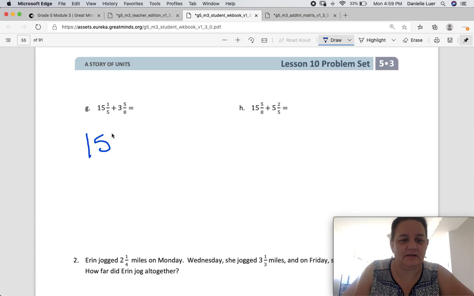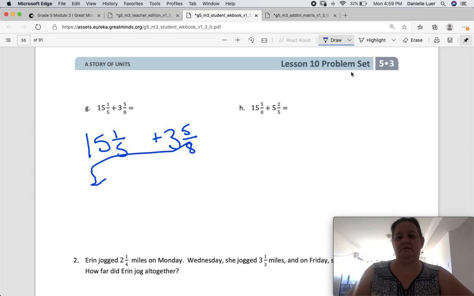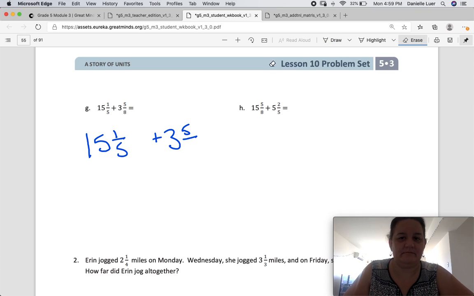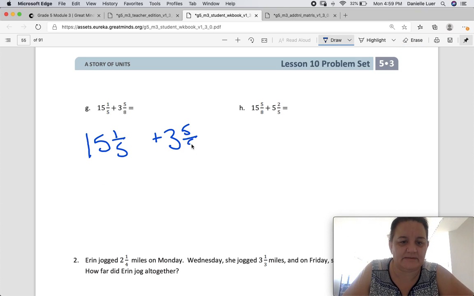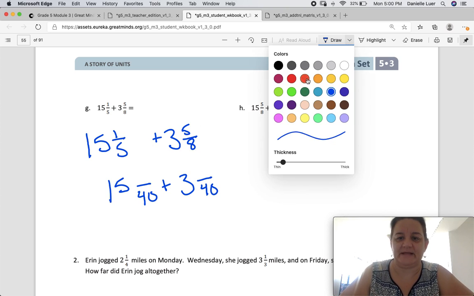15 and 1/5 plus 3 and 5/8. Okay, well, I'm just going to go ahead and multiply these two together. 5 times 8 is 40, right? So this is going to be 15 with something over 40, and this is going to be 3 with something over 40. And in order to get there, I need to multiply.